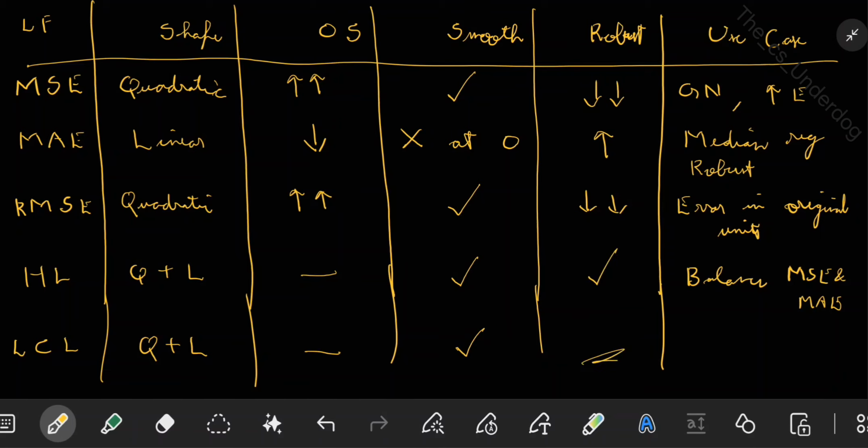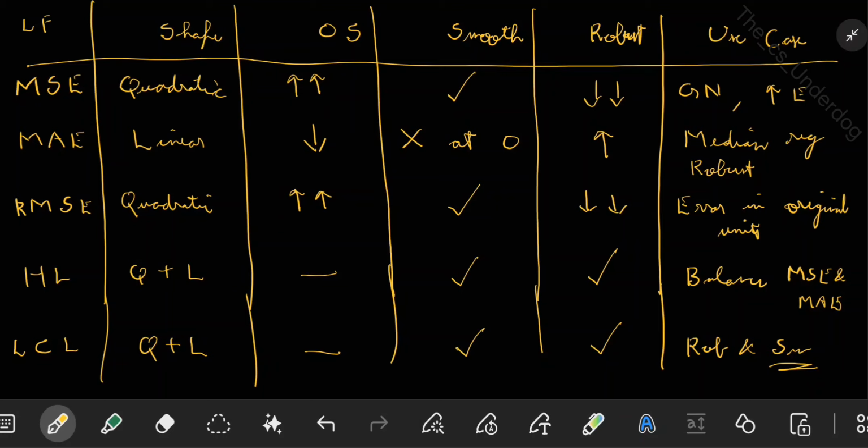And in the case of log cosh loss, whenever the error is larger, log cosh automatically behaves like linear, so you can say it is robust. Then what about the use case when you want it to be robust and you want it to be smooth? So both cases. This smoothness is not just about differentiability.